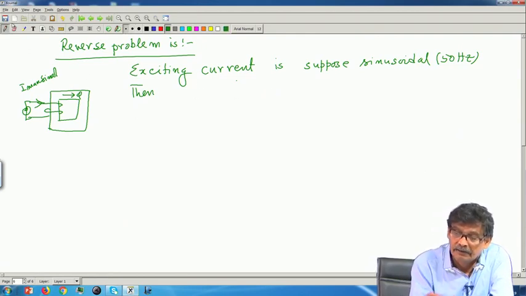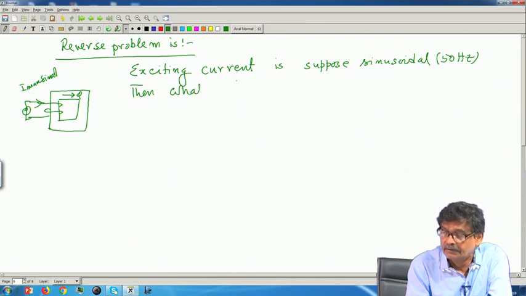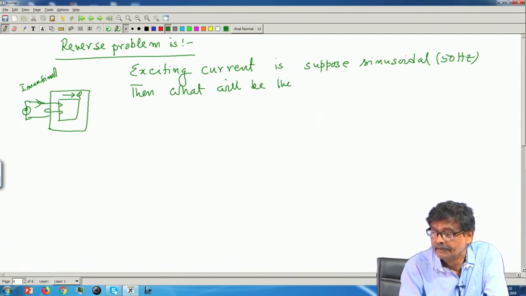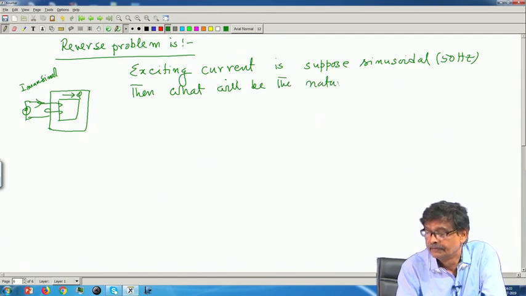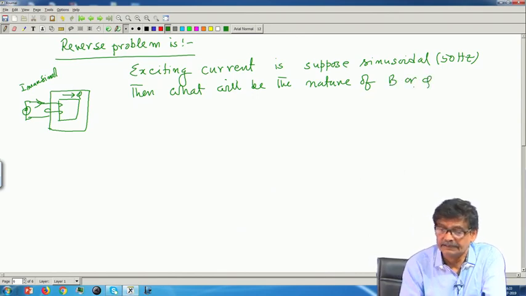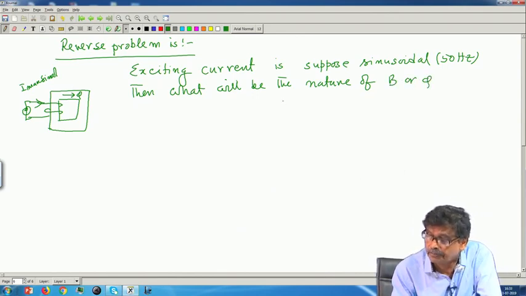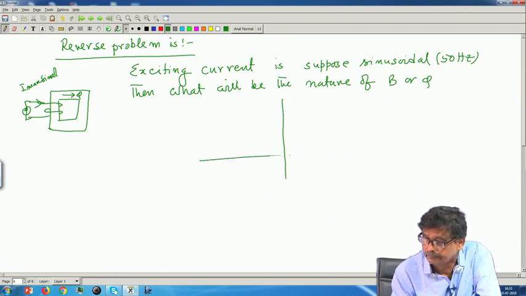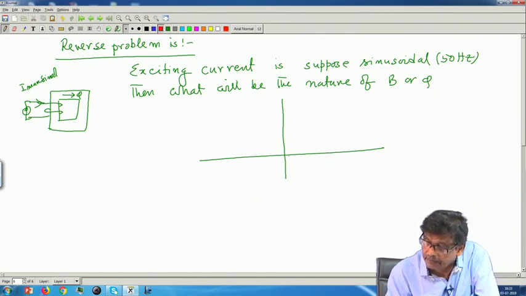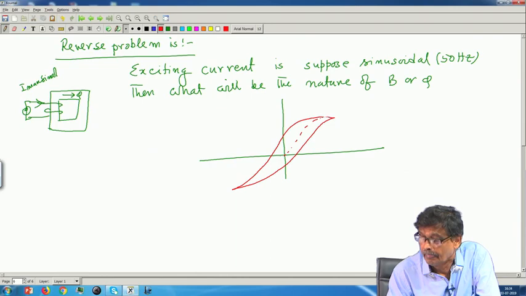Then what will be the nature of B or phi, that is what. So, same problem. So, draw the BH curve, as I have drawn previously. This is the BH curve.